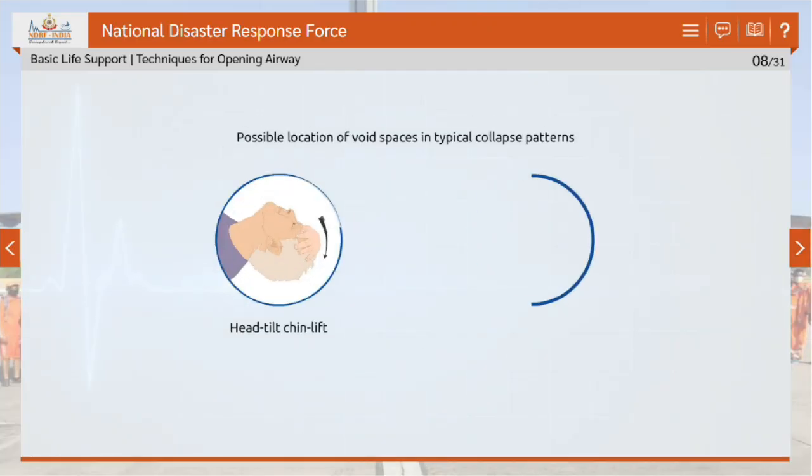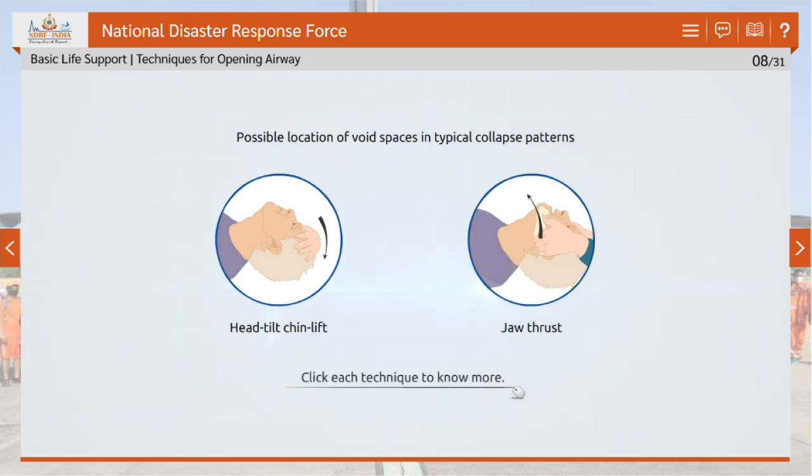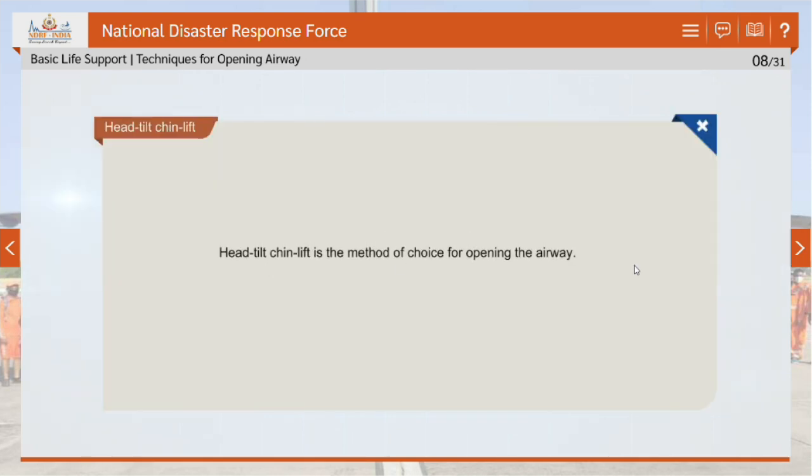Head tilt, chin lift and jaw thrust are the two techniques used for opening the airway. Click each technique to know more. Head tilt, chin lift is the method of choice for opening the airway. Do not use this method if you suspect head, neck or spinal injury. Let us see the procedure of this method.